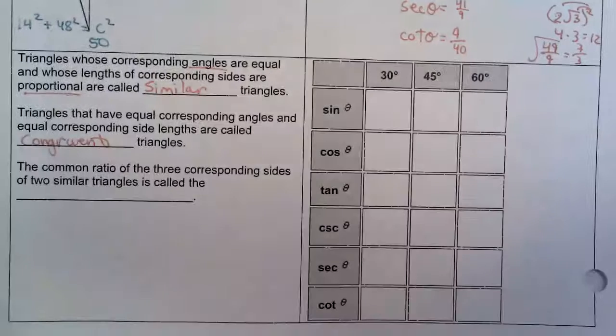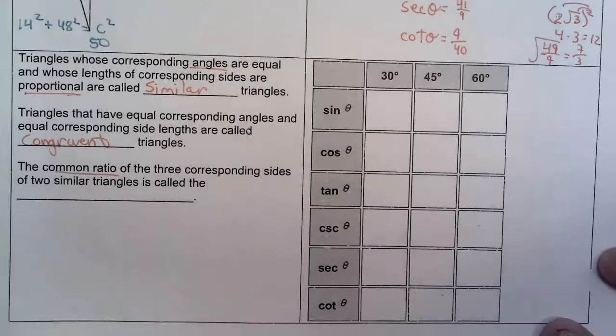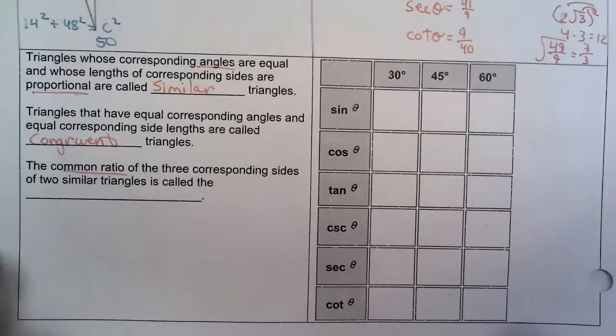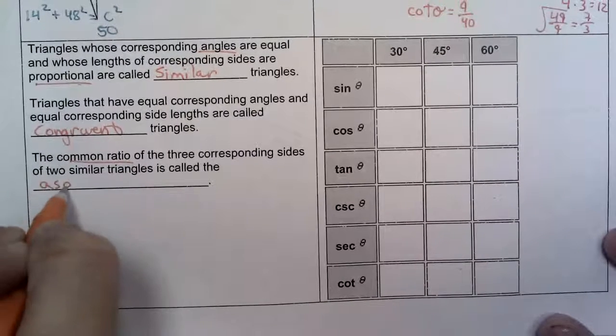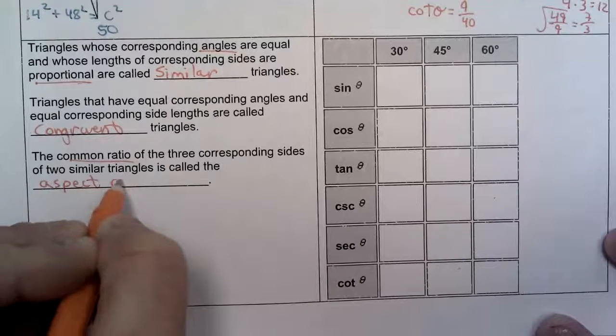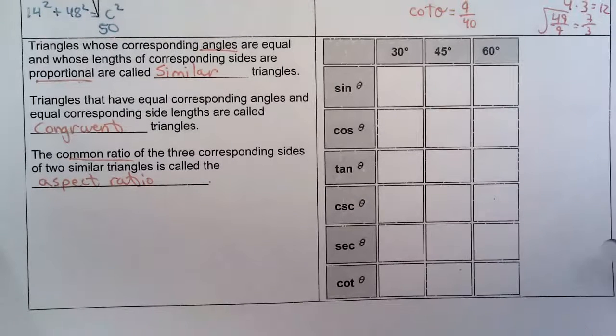And then the common ratio of the 3 corresponding sides of 2 similar triangles. Okay, so this is the ratio that you get of similarity. Okay, you call it the aspect ratio, the similarity ratio. Okay, so aspect ratio. Sometimes you'll see it called ratio of similarity or similarity ratio.